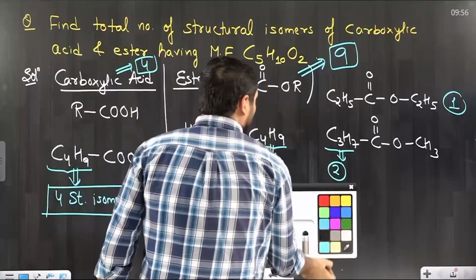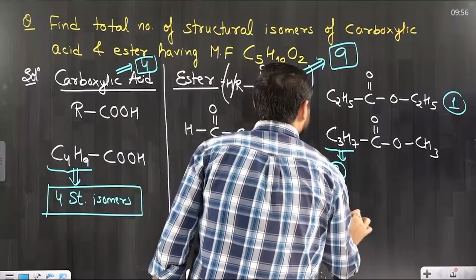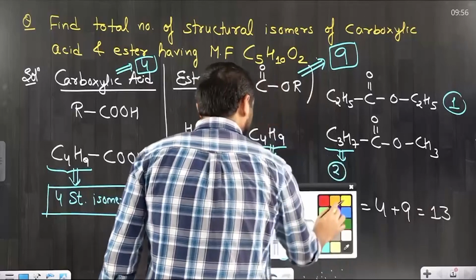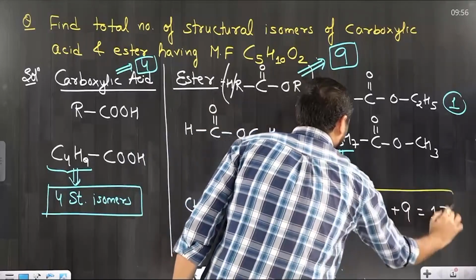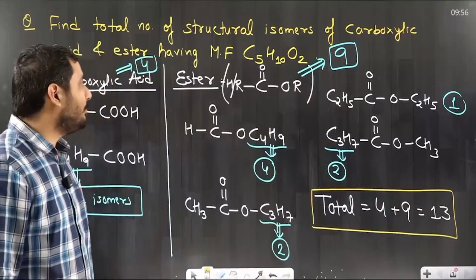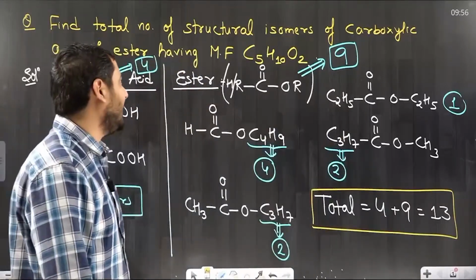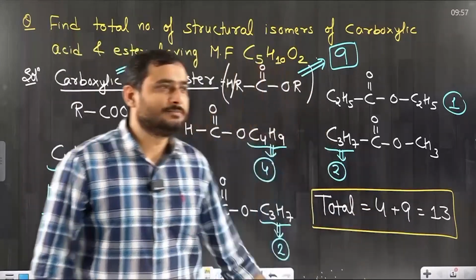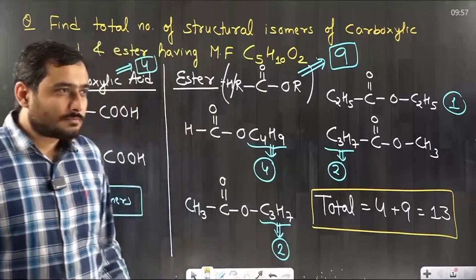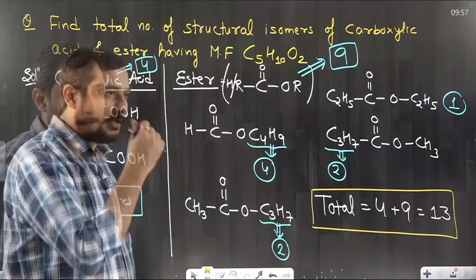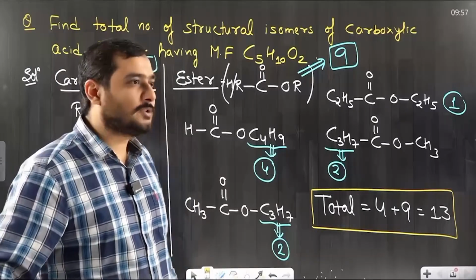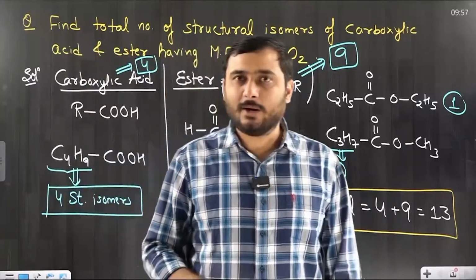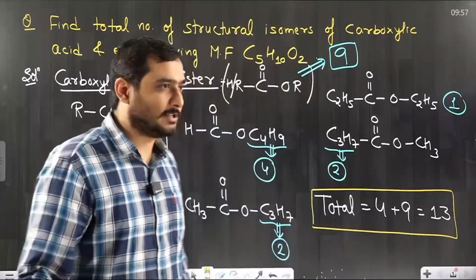So in the question, if they ask how many total isomers are possible, what is the answer? 4 plus 9. How much is it? 13. So this is the answer for this question: the total number of carboxylic acids and esters possible for the formula C5H10O2. 4 are carboxylic acids, 9 are esters, so the total is 13. Any doubt in this? Check this question. Let us move to the next part. This was the functional groups carboxylic acid and ester. Next we will discuss the functional groups aldehyde and ketone. So let us move to the next.